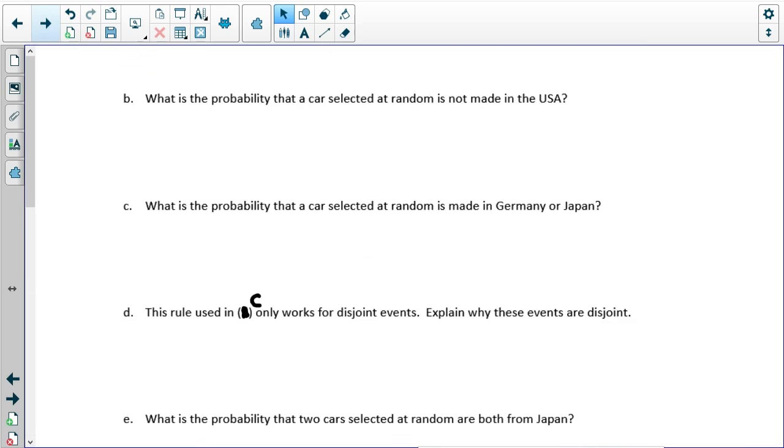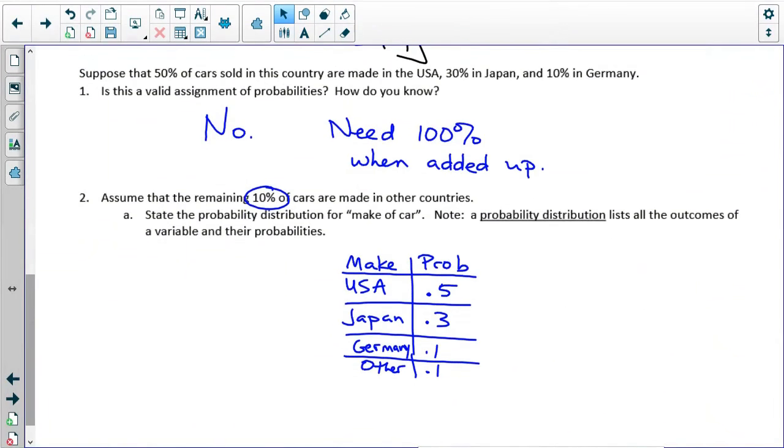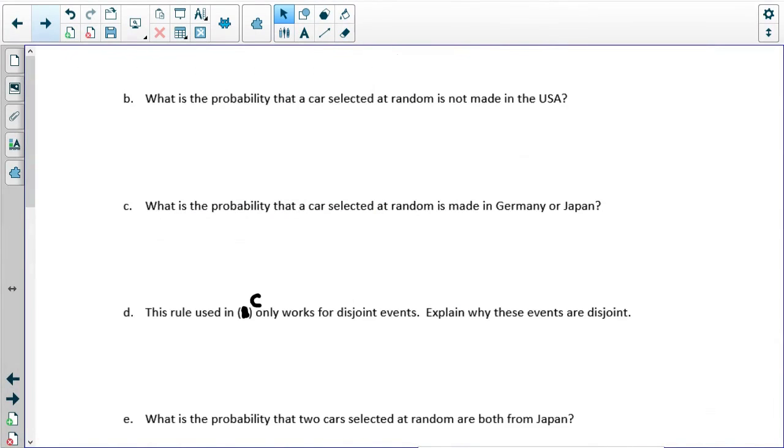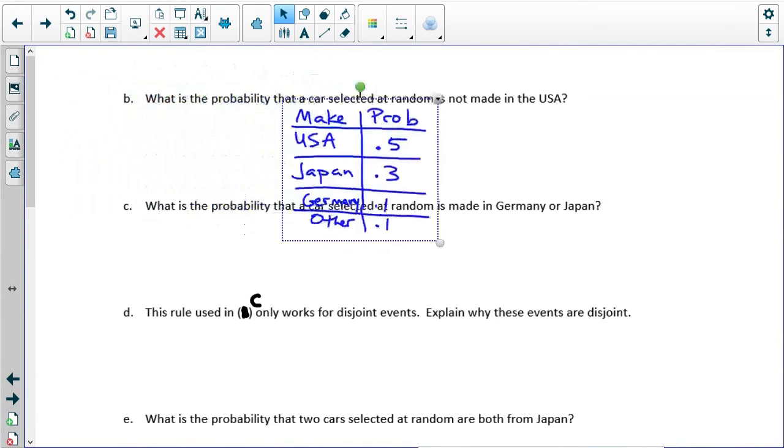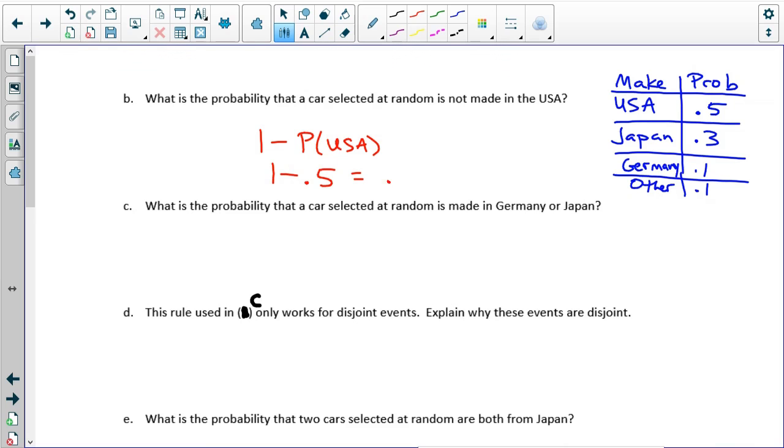What is the probability that a car selected at random is not made in the United States? In order to make our lives a little easier, I'm just going to copy and paste this so that we see it on our screen at all times. If it's made in the United States and we know that's 1/2 of them, we take 1 minus the probability that it's made in the United States, because 1 minus the probability that something is, is the probability that something isn't. So 1 minus 0.5 gives me 0.5. And notice that's what happens when we add up all of the other probabilities that are not American-made cars.